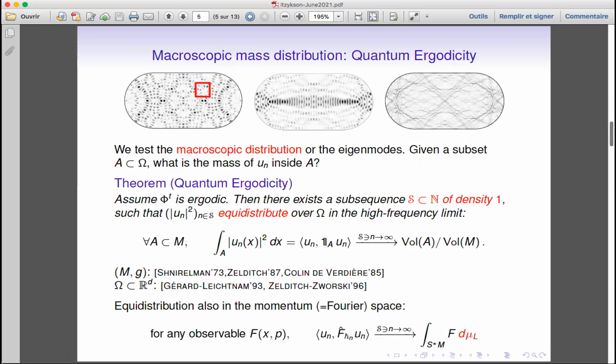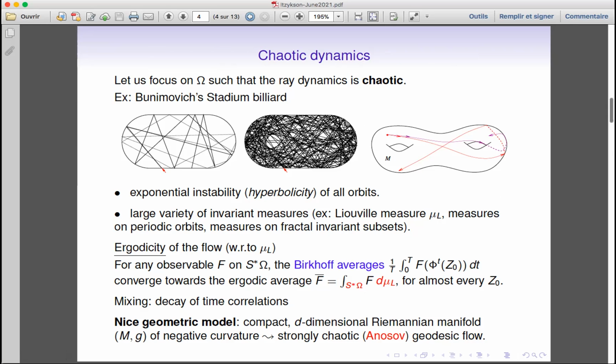Okay. Sorry, I have one question, quick question. Yes. Sure. I didn't get why the existence of a large number of invariant measures is due to hyperbolicity.